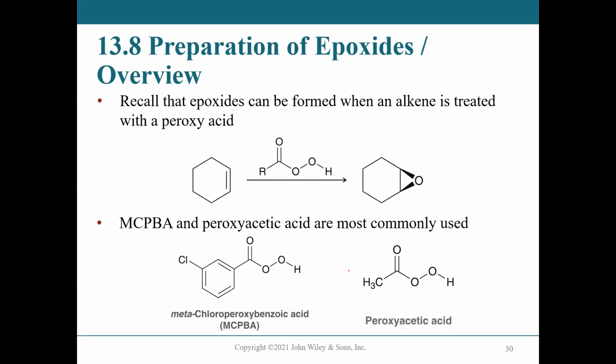It says recall that epoxides can be formed when an alkene is treated with a peroxy acid. So we have different conditions to make our epoxides. Metachloroperoxybenzoic acid, or MCPBA. It's in the meta position because this would be ortho, meta, para. So that's why you have the meta. MCPBA and peroxyacetic acid are most commonly used.